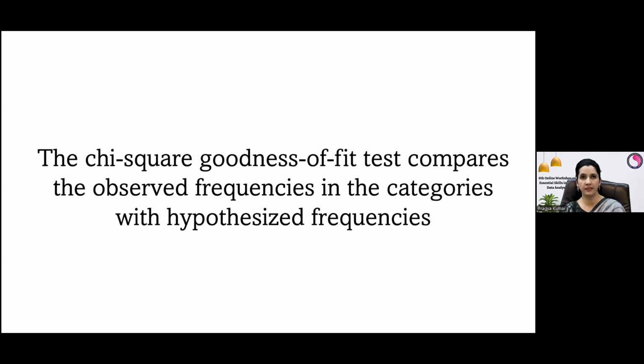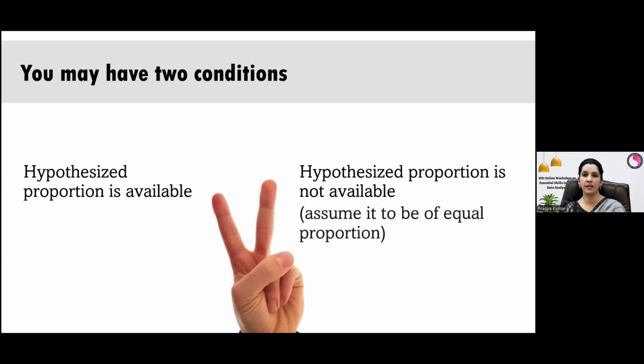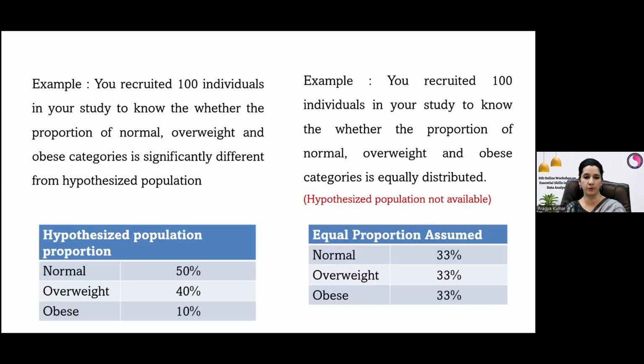So it compares the observed frequencies in the categories with the hypothesized frequencies. We may have two conditions: either the hypothesized frequency or the hypothesized proportion is available, like in the case of hypertension, where I have a hypothesized proportion. Or if it is not available, then it takes all the categories as an equal proportion.